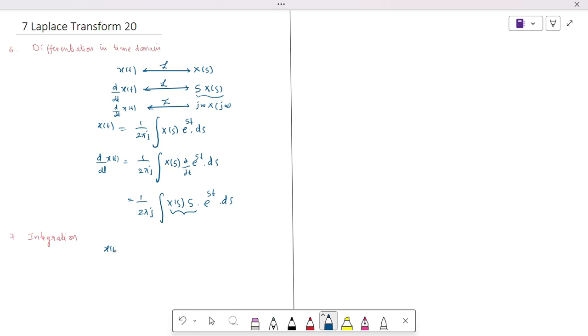So x of t, its Laplace transform equals X of s. So the integral from minus infinity to t of x of tau d tau equals X of s by s. In the Fourier transform, that is X of j omega by j omega. So these are very important. Be very careful with these properties.